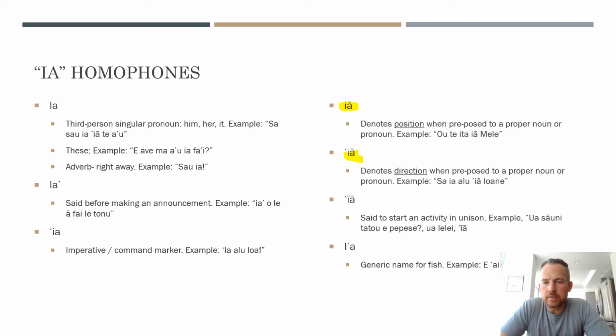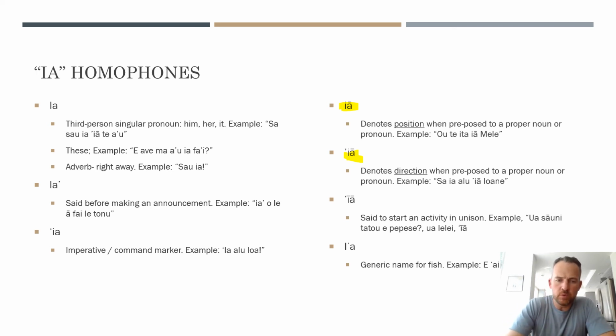The example I have here is "Sa ia alu ia Ioane." Ia, again, means him, he, she, or it. Alu is to go. Ya, again, is to. Ioane is John. So basically this means he went to John.